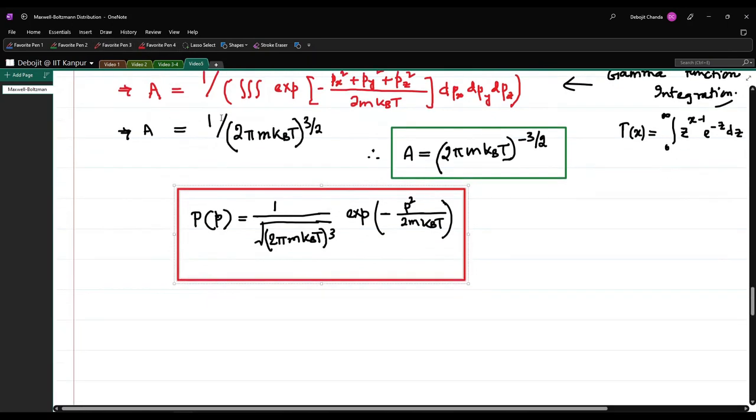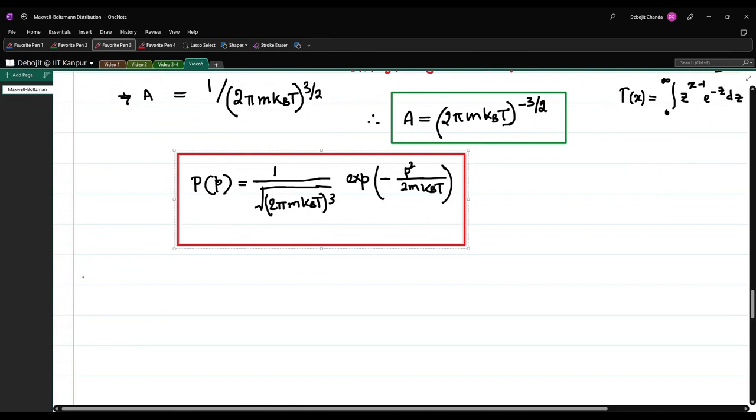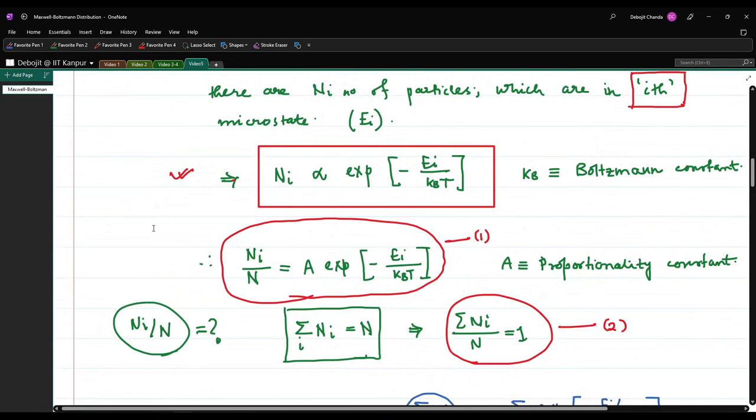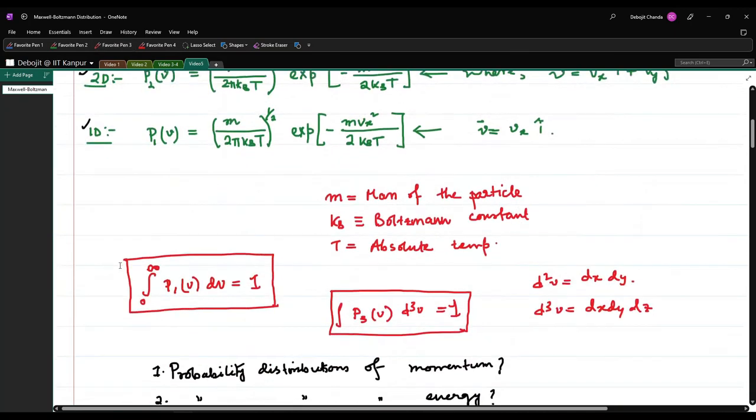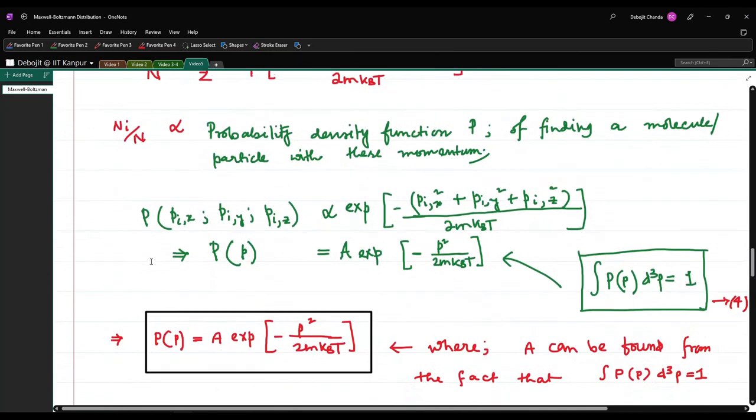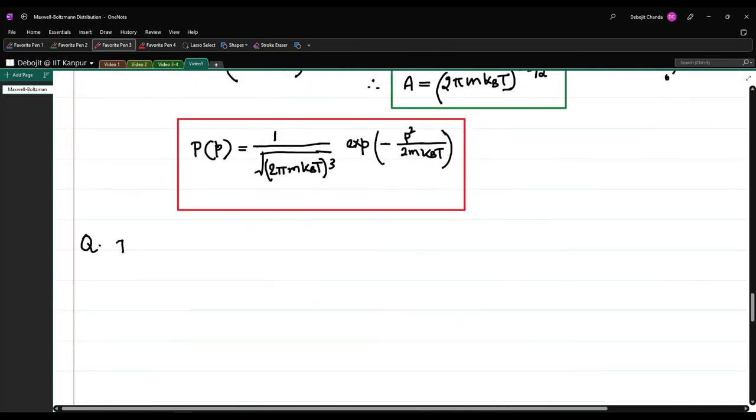So now that we have that, if we just scroll back to the top, we see that we have written the probability distribution function of velocity here. So now the question is, how do we go from the probability distribution of momentum to the probability distribution of velocity?